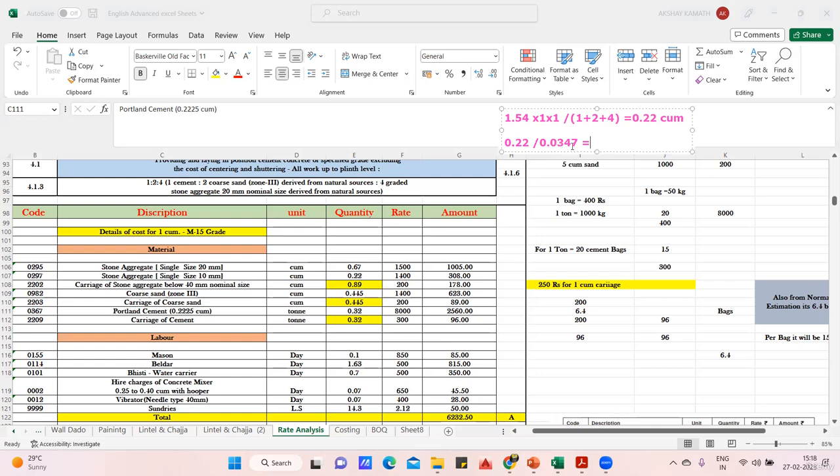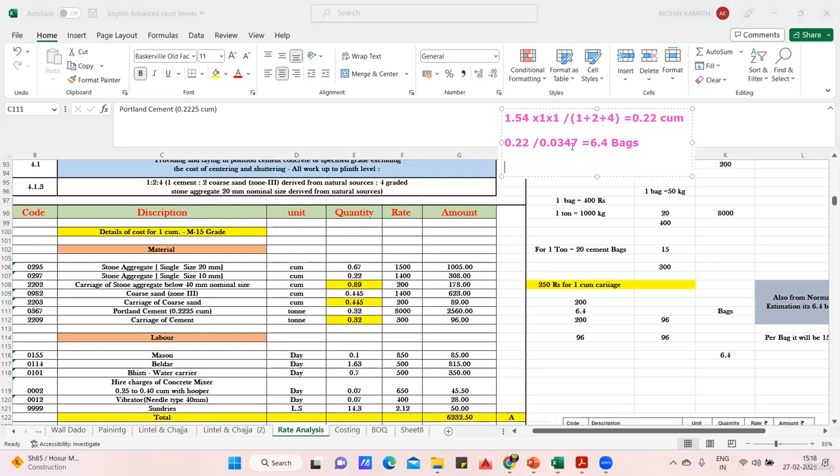How did you get this? You know that calculation. It will be 50 divided by 1440. If you do, you'll get 0.0347. So I'm going to get 6.4 here. Try to do that. Let me do 0.22 divided by 0.0347. Yeah, I'm getting 6.34 bags, or let us say 6.4 bags.